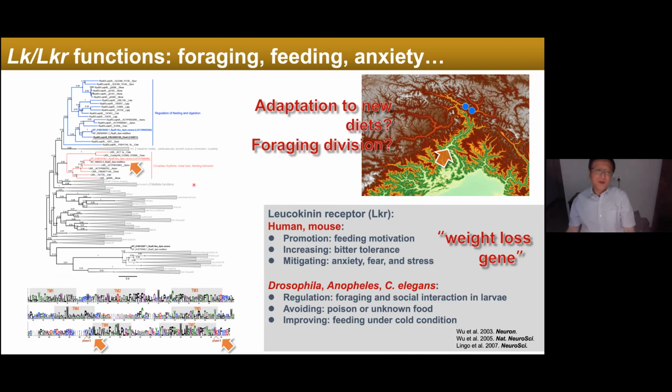Even though this particular gene is not well studied in the honeybee, it was a star gene in a number of model animals, including human, mouse, Drosophila, mosquito, and worms. For all the functions that we know of, they are more or less related to feeding. So basically, it determines whether the animal wants to feed, or what kind of food it likes. Someone even calls it the weight loss gene. So it probably has something to do with feeding.